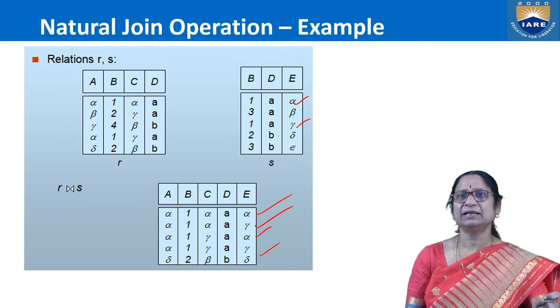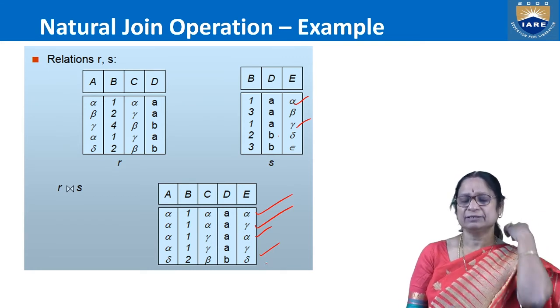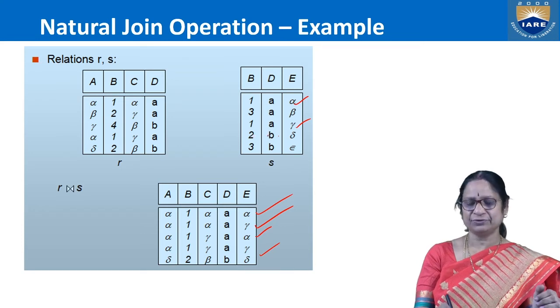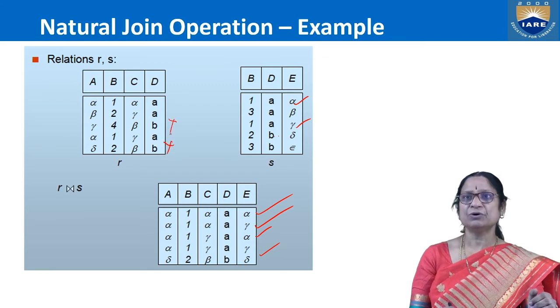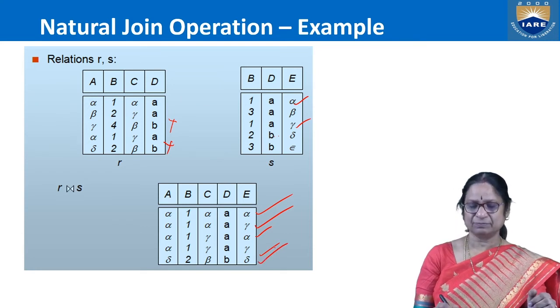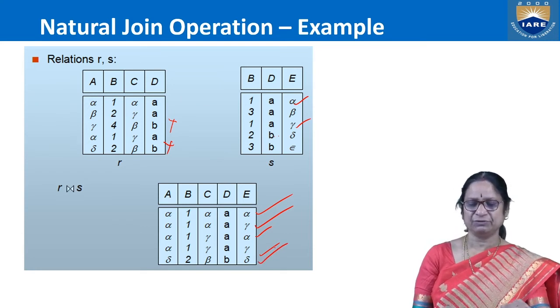And fourth tuple, delta 2. B is 2, so B is 2 means this is the tuple B2. But what is D value? A. But D value I got B. So that's why it is not going to be mapped. So we got the resultant as gamma 2B. So 2B is there. That is only the last tuple will be generated. 2B is there actually.